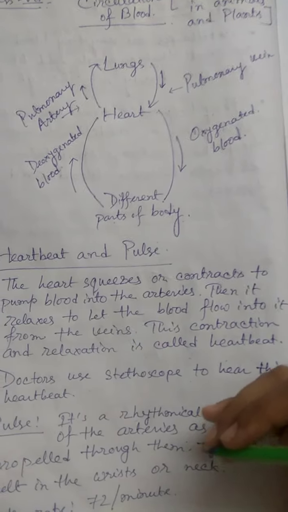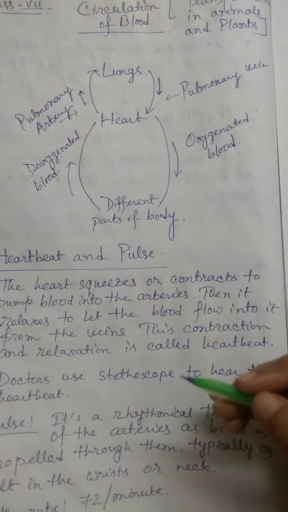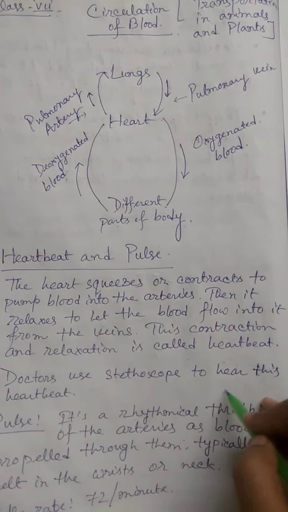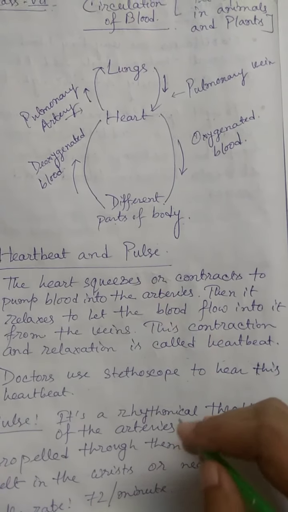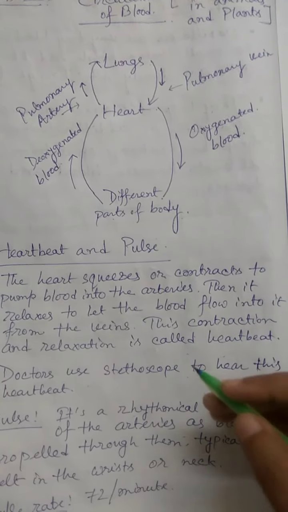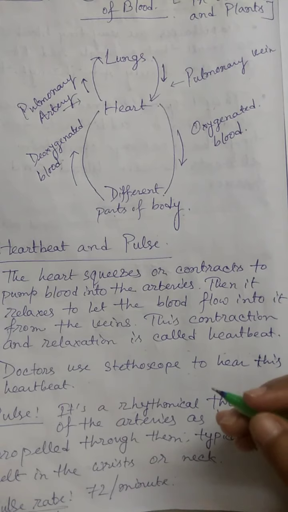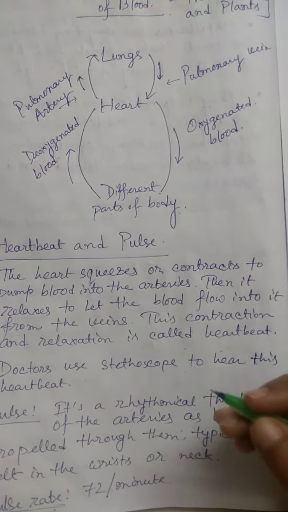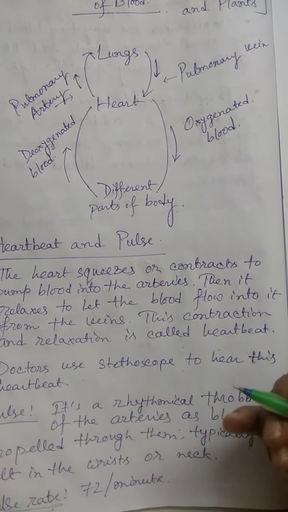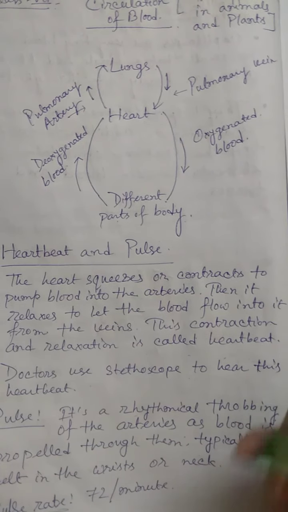Because of these two, relaxation and contraction, the heart produces a special type of sound that is known as its heartbeat. Now doctors use a stethoscope to hear this heartbeat. Doctors use this stethoscope to know whether the heart is working properly or not. By hearing the sound of the heart and the rate of the heartbeat, they can understand whether the heart is working properly or not.